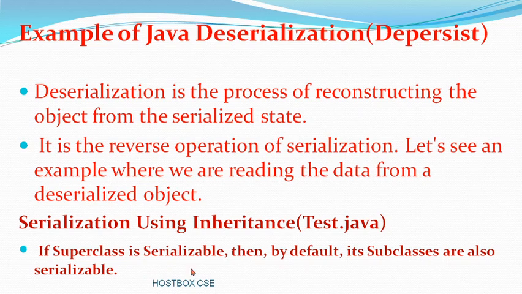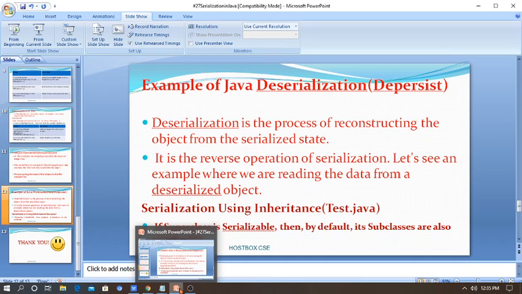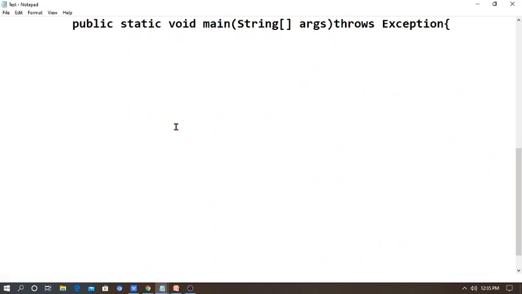Here, if a superclass is serializable, then by default its subclasses are also serializable. So if you have a superclass and a subclass, and part of the program is serializable, the remaining part of the program is also considered serializable. That is how the serializable programming process works. Let's go for another example.